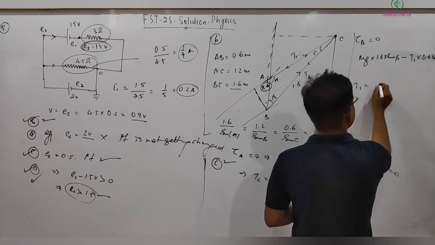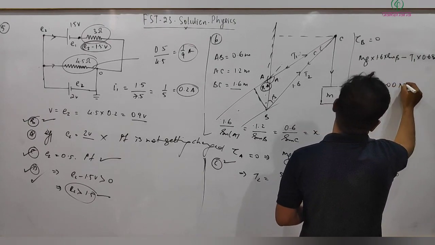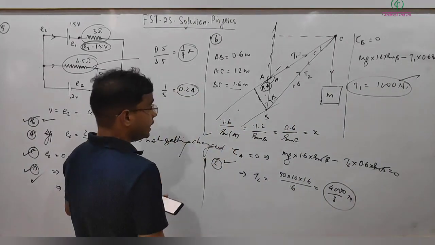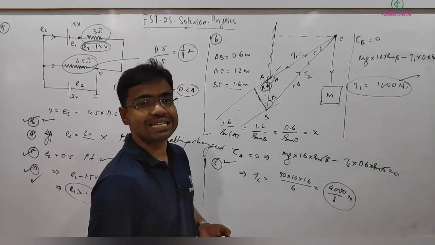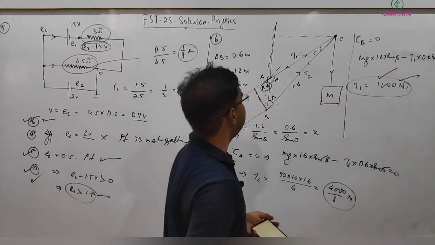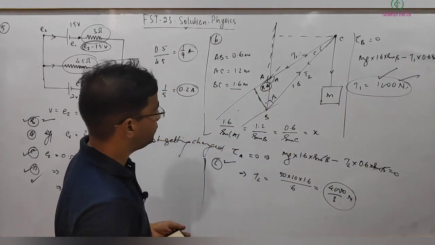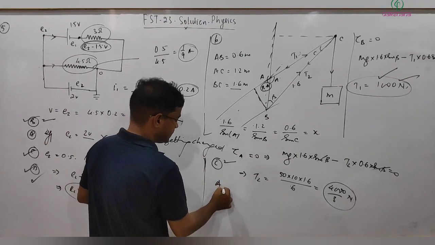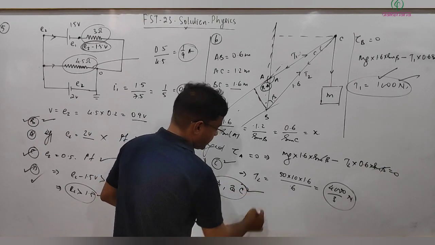Similarly, solving here, we get T1 coming out to be 1000 Newton. Simplifying, so for question number 6, T1 means AC is in tension with the force of 1000 Newton, and BC is in compression with a force of 4000 divided by 3. So here options A and C are correct. A and C are correct options.